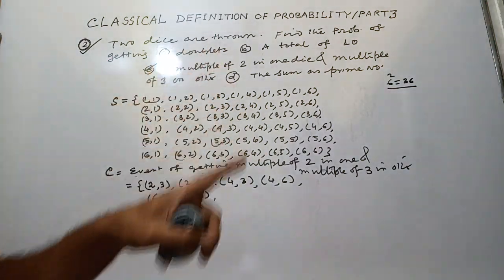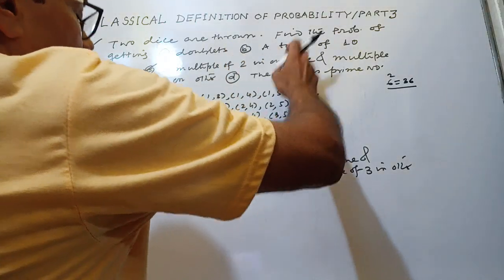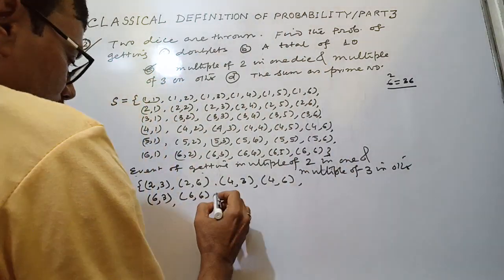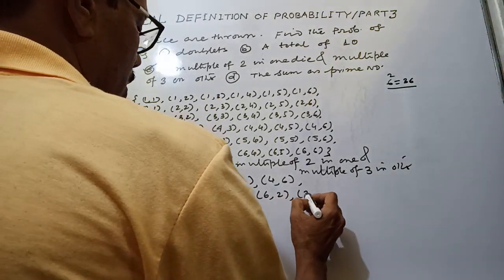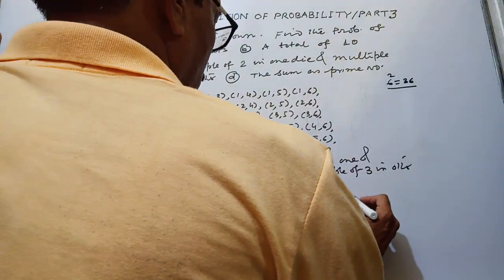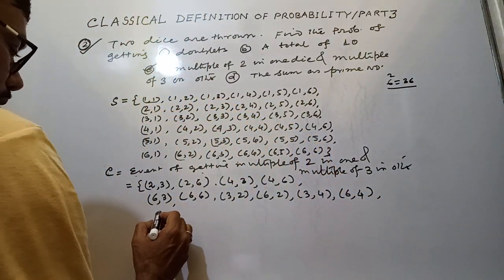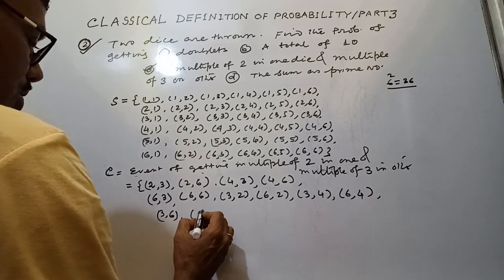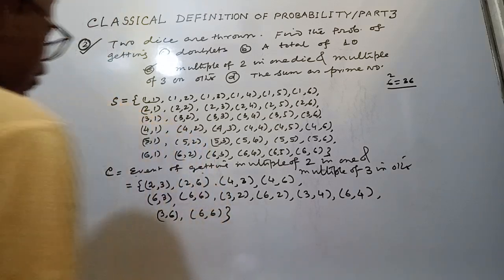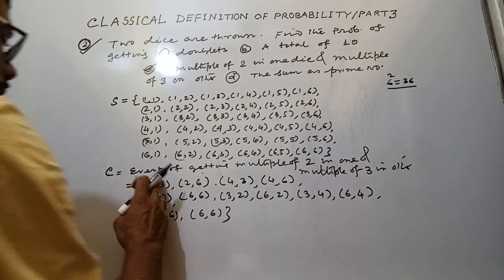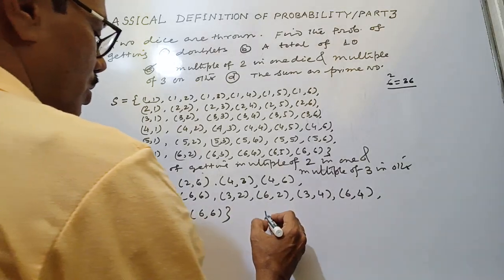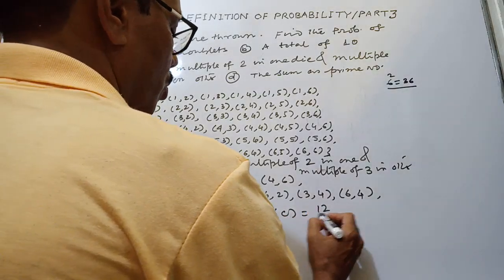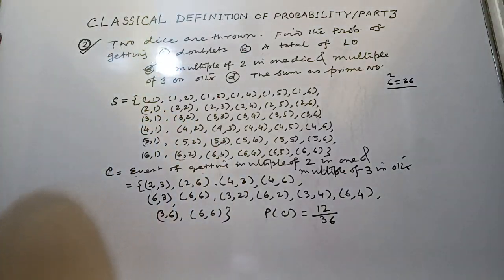But here it is not mentioned. It is given that there is a multiple of 2 in one die, so you can take the reverse one also: 3-2, 6-2, 3-4, 6-4, then 3-6, 6-6. So what are the cases? 1, 2, 3, 4, 5, 6, 7, 8, 9, 10, 11, 12. So P(C) equals 12 by 36.